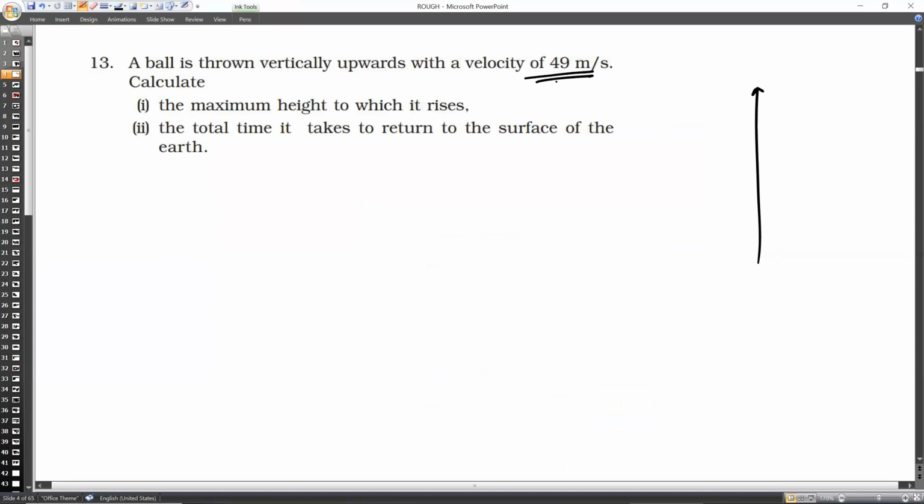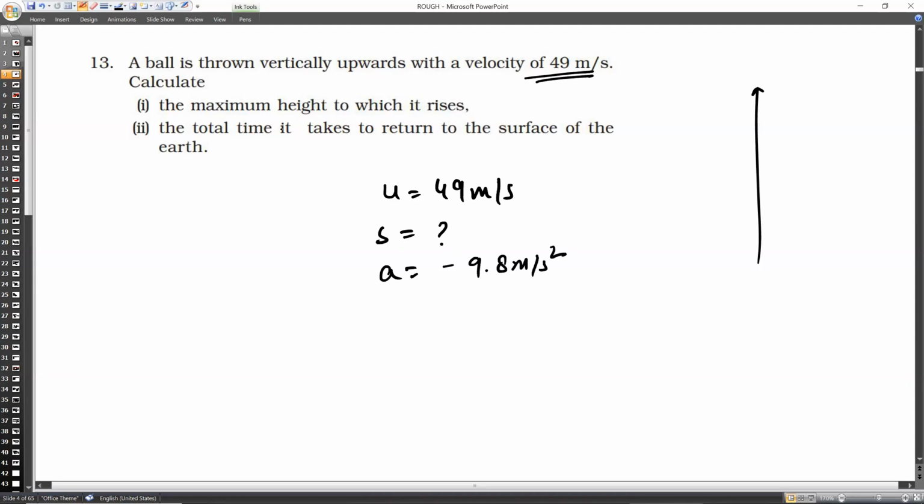So initial speed is 49 meter per second. Okay. Maximum height means S is being asked, the displacement. When a ball is thrown vertically upward, what is the acceleration due to gravity, plus 9.8 or minus 9.8? Tell me, I need the instant answer. Minus 10, because the velocity decreases. So we'll take minus 9.8 meter per second square.